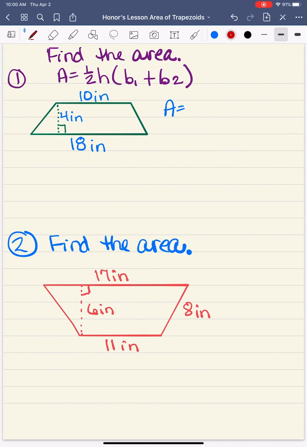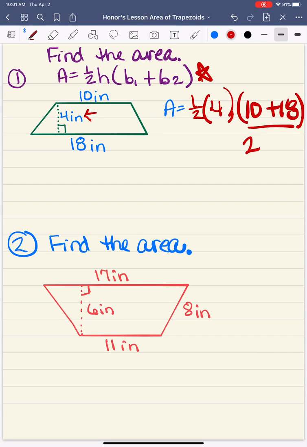Finding the area on problem 1. So notice there are only 3 numbers on this one. We're going to have some examples here, like on example 2, where we have to make sure we're picking out the right numbers. So I've got our formula here. We're going to have 1/2. The height is 4. Remember, the height is the one that meets at a 90-degree angle between the two bases. The two bases are the sides that are parallel to one another, so the 10 and 18. Again, it would be fine if you had 18 plus 10. So in parentheses, we're going to add that.